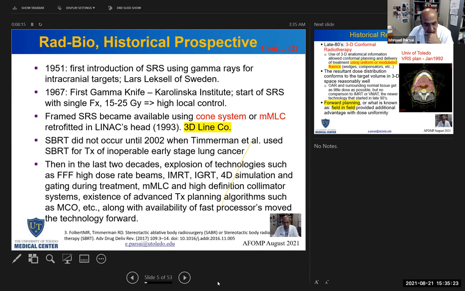Those technologies include the invention of high dose rate with the existence of flattening-filter-free beams, taking the dose rate from 600 centigray a minute to 2400 centigray per minute for 10 MV beams, and the invention of intensity modulated radiation therapy, IGRT, 4D simulation, gating during the treatment, the miniature multi-leaves, and also high definition multi-leaves that were actually part of the accelerators. The existence of advanced treatment planning algorithms such as multi-criteria optimization technology developed by RadioStation, along with the availability of really fast computers and processors, brought radiation oncology technology to where it is today. And indeed, it has been a revolution in the past two decades in the field.